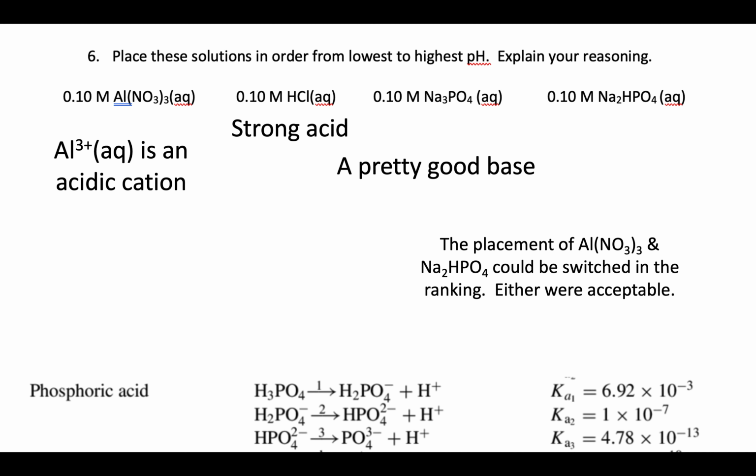So I accepted the placement of those two being switched within your rankings. I thought either was acceptable. If you argued that this was going to be behaving and being a stronger acid than the aluminum 3 plus, I was fine within the analysis, or if you switched it the other way.